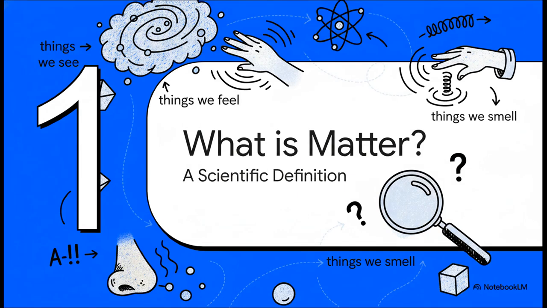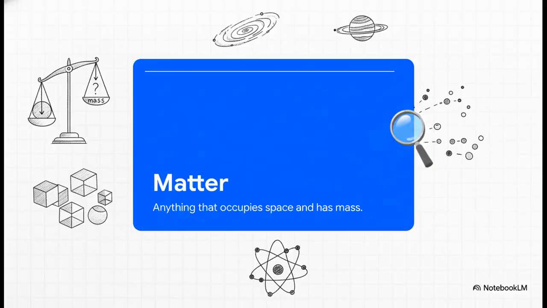First up, what exactly is matter? Let's build a proper scientific definition for all these things we can see, feel, and even smell around us. You see, scientists have a simple two-part definition for matter, and that's the name they give to basically all the stuff in the universe. For anything to be considered matter, it has to meet two conditions. It must have mass, and it must occupy space.